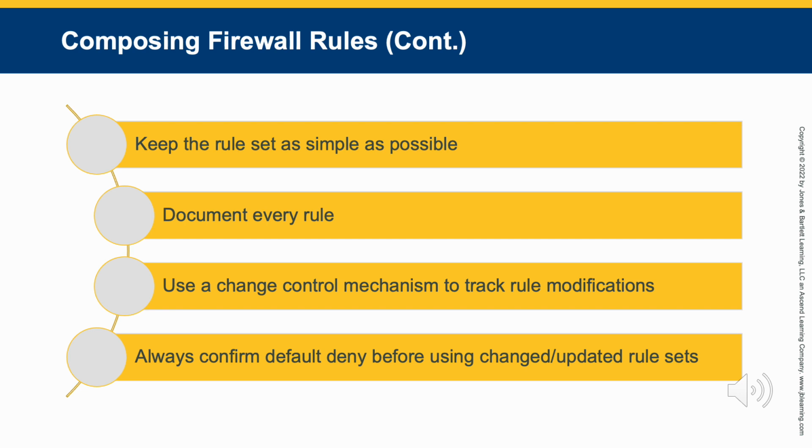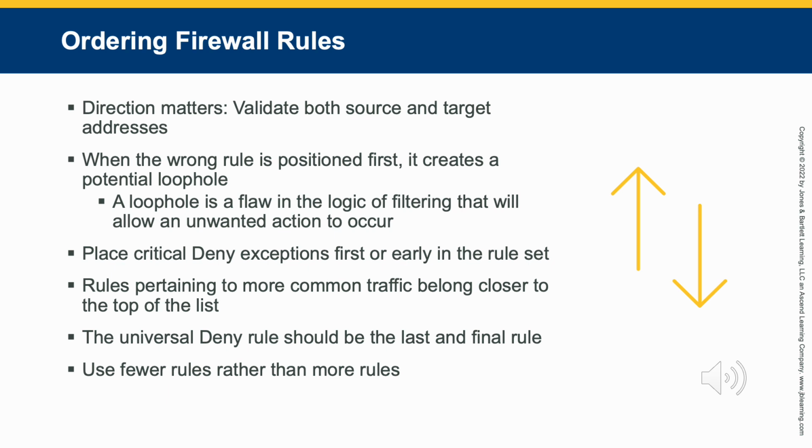Other thoughts for composing firewall rules: keep the rule set as simple as possible. Document every rule. Use a change control mechanism to track rule modifications. Always confirm default deny before using changed or updated rule sets. Firewall rule ordering is critical. The direction matters. Validate both source and target address.